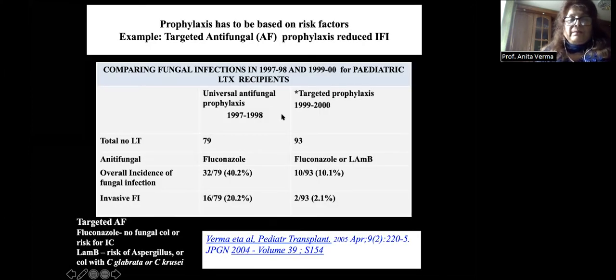Now we have done a study where we looked at universal antifungal prophylaxis versus targeted prophylaxis. Targeted means that we use the antifungal to target whether there are risk factors for Aspergillus or for non-Candida albicans. And we have seen a significant reduction in fungal infection from 40 to 10%, and invasive fungal infection from 20 to 2%.